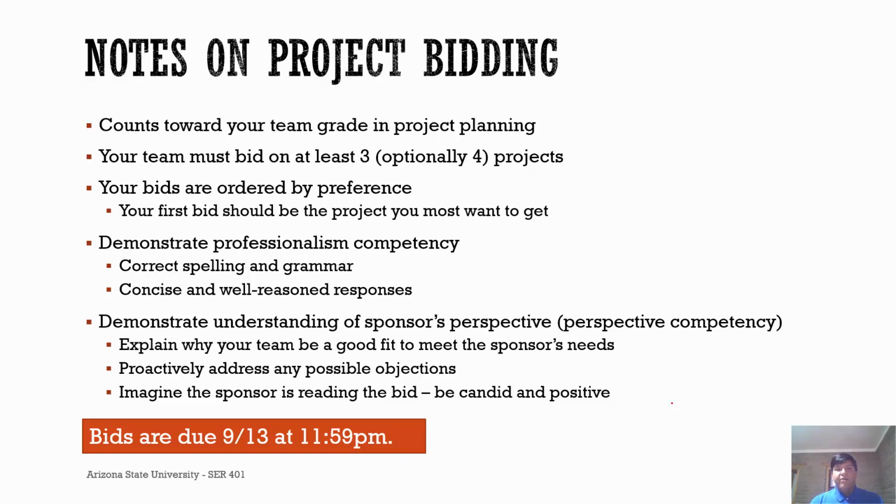Second thing, as far as bidding: you are required to bid for at least three projects. This is going to be in ranked order. Your first project is the thing you want to do the most, second is the thing you want to do second most, and third is the thing you want to do third most. Optionally, you can have a fourth bid as well. We're not going to require that for any groups, but it's a chance to say there's this fourth project we're interested in as well.